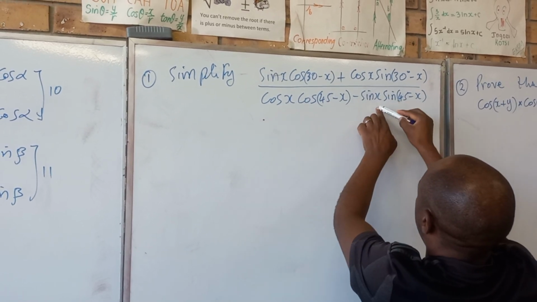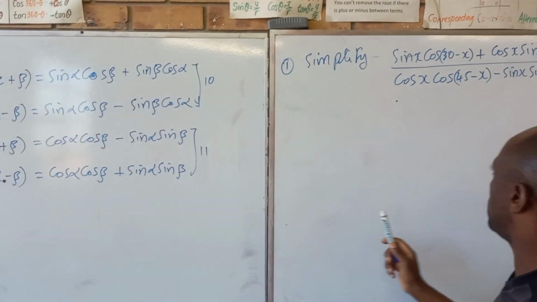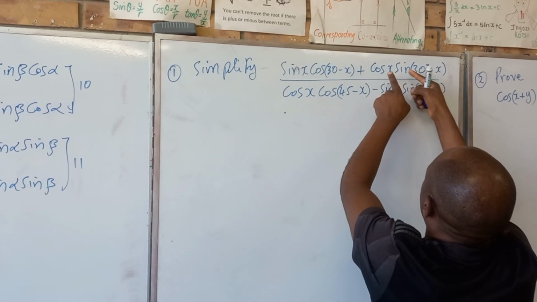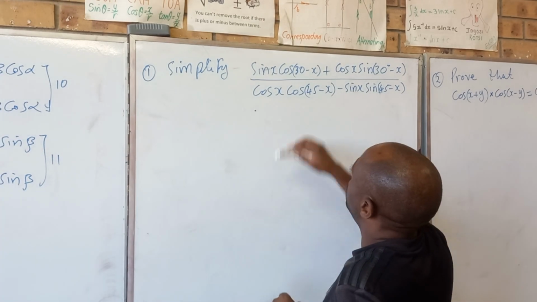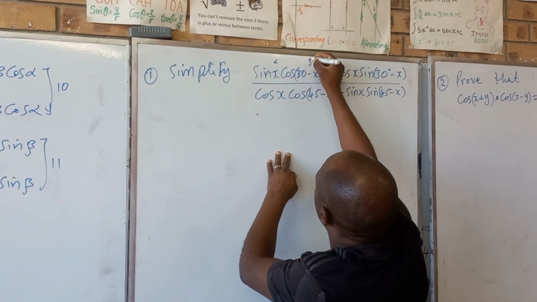But somebody who masters that arrangement very well will see that at the denominator, this is cos and cos followed by sine and sine. So that is formula number 11. That's the arrangement for 11. The numerator is a mixture of sine and cos followed by sine and cos. So it means that is formula number 10 at the numerator. So your x here will be like your alpha, then this will be like your beta.